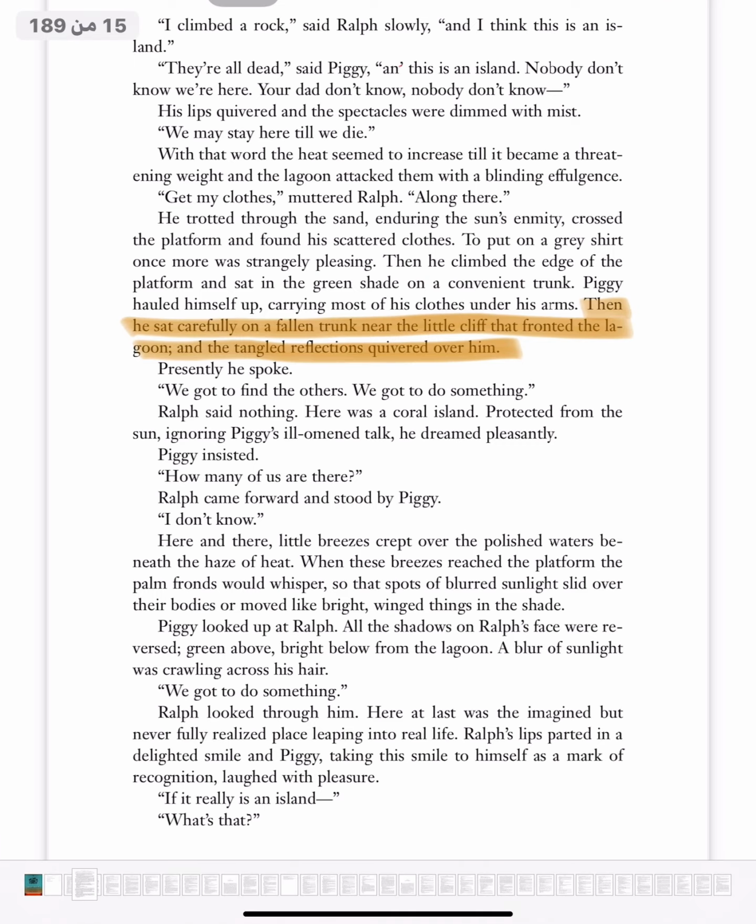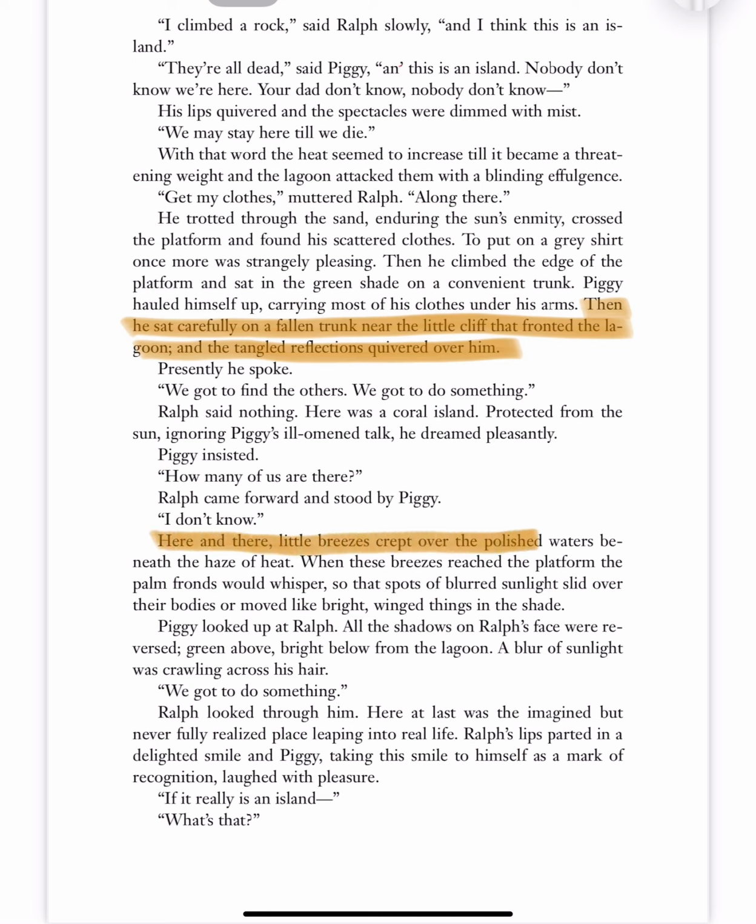There is also a repeated reference to the heat and the humidity on the island. "Here and there, little breezes crept over the polished waters beneath the haze of heat. When these breezes reached the platform, the palm fronds would whisper." You see, this is not the first time that the narrator refers to the idea of how the island is hot despite being so attractive. So nature is deceptive in this case.